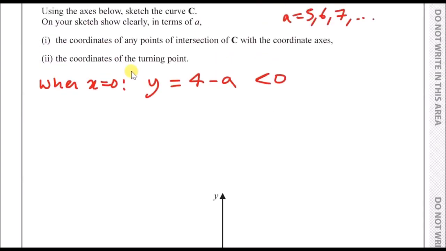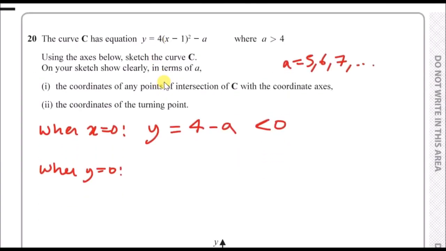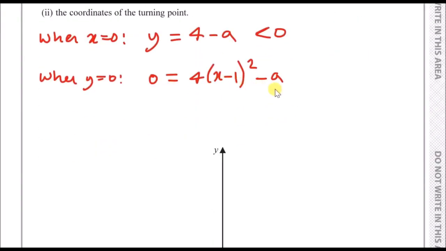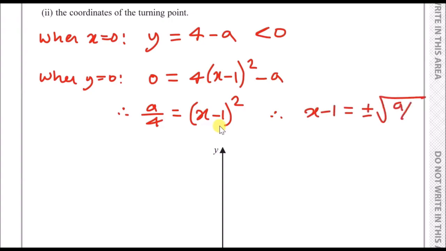Now, we can also do the same thing when y is 0. So let's go find out when it hits the x-axis, yeah? So when y is 0, we're going to have 0 equals, now just copy the rest of the equation, 4 times (x minus 1) squared minus a. Okay, so in this case, we just need to solve for x. And because they've already sort of factorized it for us, we can just add a across and divide by 4. We're going to get a over 4 equals (x minus 1) squared. And then next, we can square root both sides. So I'm just going to go ahead and flip this around here. We're going to have x minus 1 equals plus or minus the square root of a over 4.